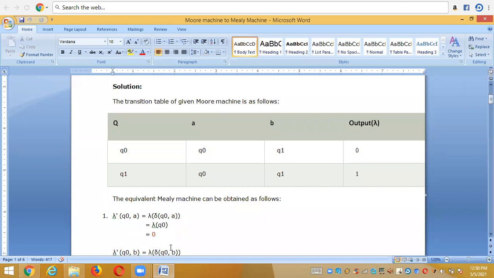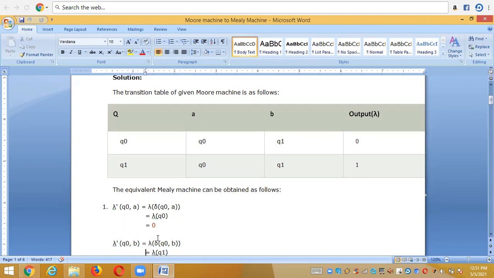Now see lambda dash of Q0 with A. From the formula of the extended output function, it is simplified as follows: lambda of del of Q0 with A. Actually, del of Q0 with A goes to Q0. So here we simplified this transition mapping function of Q0 with A, and the output of this is Q0, so we are writing Q0 like this. And what is lambda of Q0? Lambda is nothing but the output of Q0, which is 0. So now the extended output function of Q0 with A is Q0 and the output is 0.